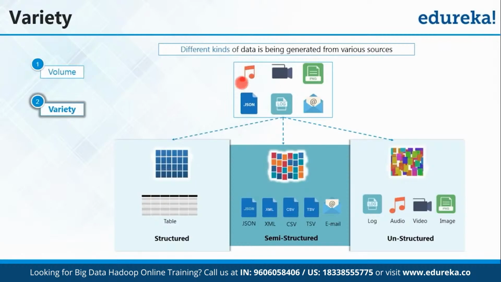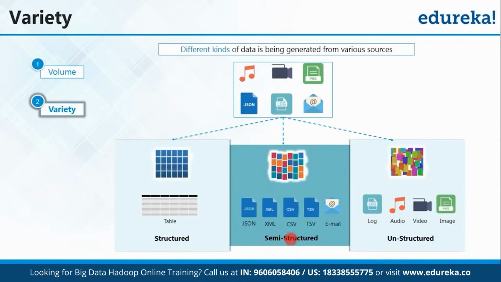So over here we have audio, we have video files, we have PNG files, we have JSON, log files, emails, various formats of data. Now this data is classified into 3 forms. One is structured format. In structured format you have a proper schema for your data. So you know what all columns will be there, and you know the schema about your data. So it is in a structured format, or you can say in a tabular format.